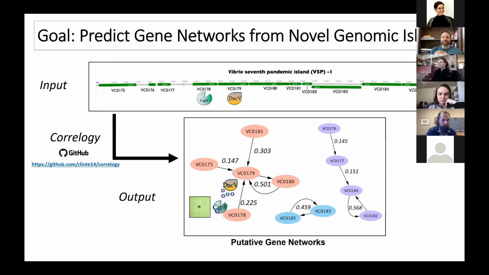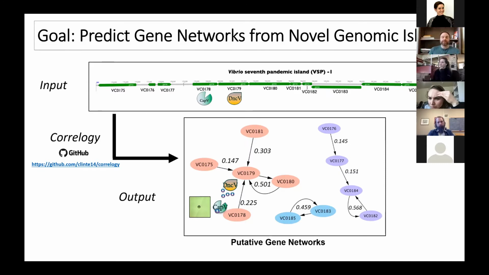And for my purposes, I consider a gene network to be a set of genes that are functionally related that work together to accomplish a task. So for example, the CAPV and the DNCV, the genes that encode those are a gene network that help give you small colony morphology. And what I'm showing on this page is an overview of what the software I wrote, Correlogy, does.